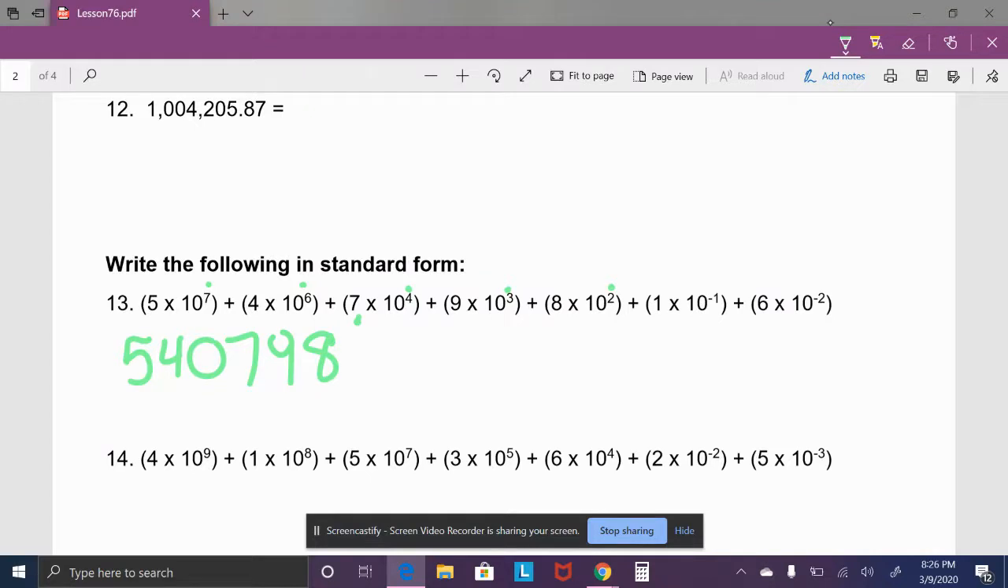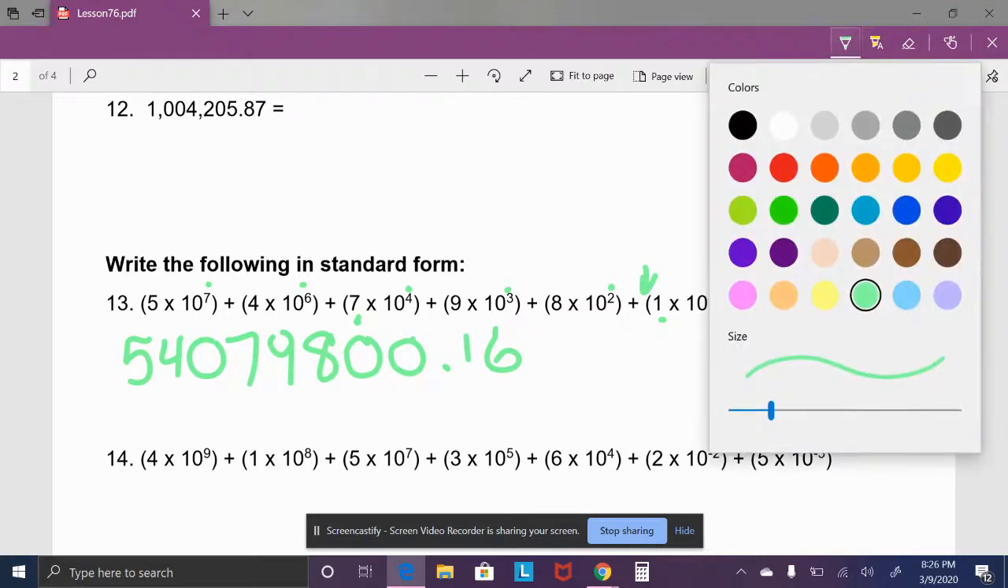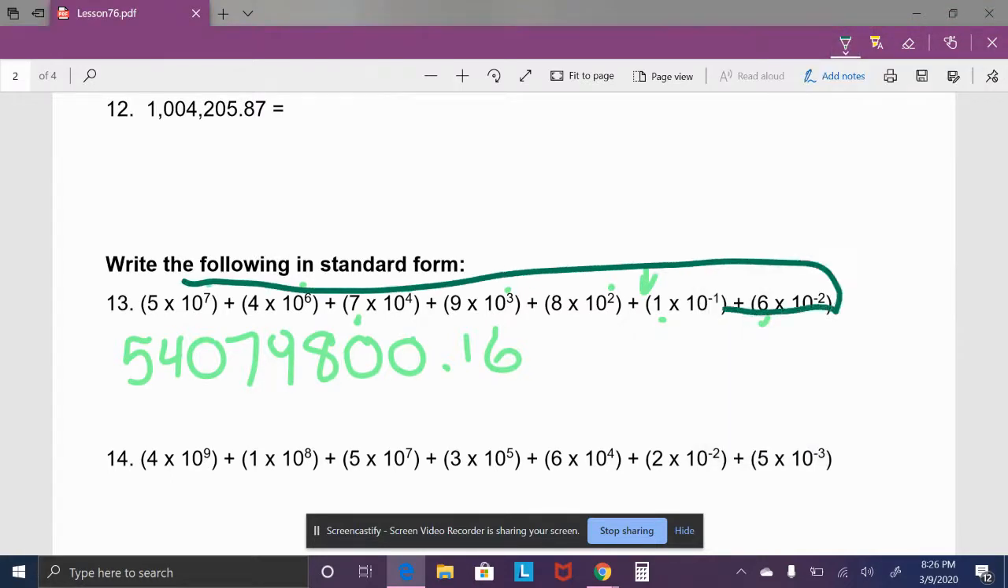There is no 10 to the 1st in here, so we write a 0. And there is no 10 to the 0 power, so we write another 0. And then we write a 1, since that's 10 to the negative 1st. And we write a 6. That's in order. So the important part of this is making sure that these numbers are in order. And if they're not in order, if there are any gaps, put in zeros in those spots.